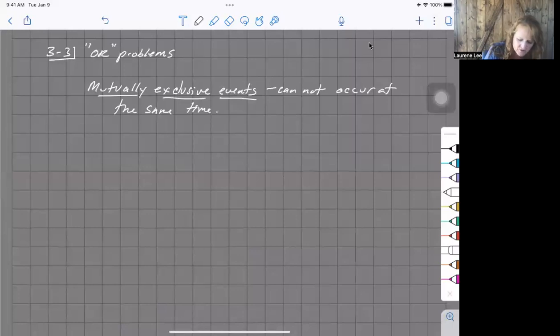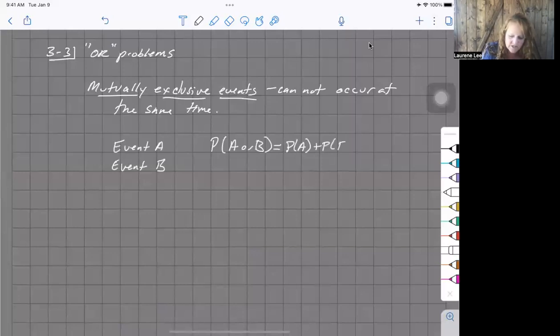So if I've got 2 events, event A and event B, the way that I find the probability of A or B is I add them together. So that's the overarching operation that I want you to know for OR problems. AND is multiply, OR is adding.